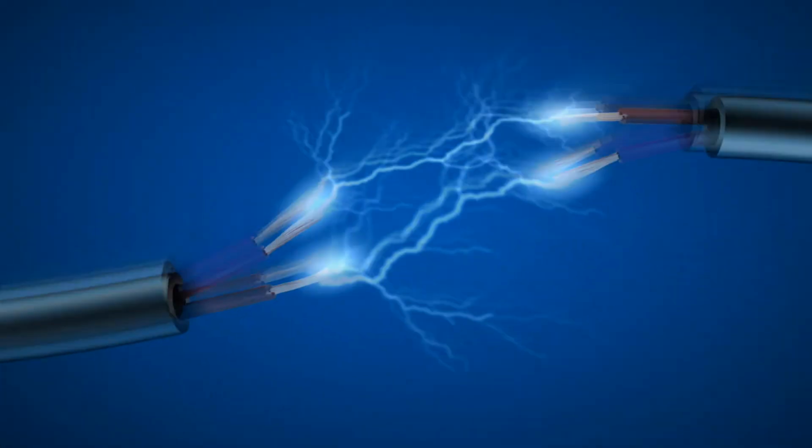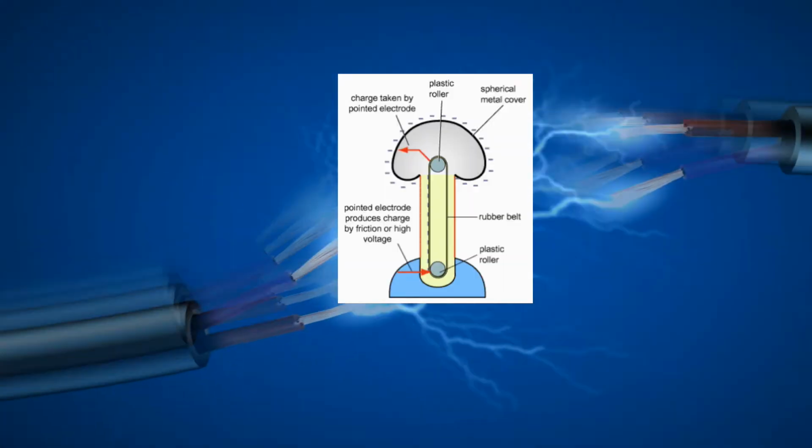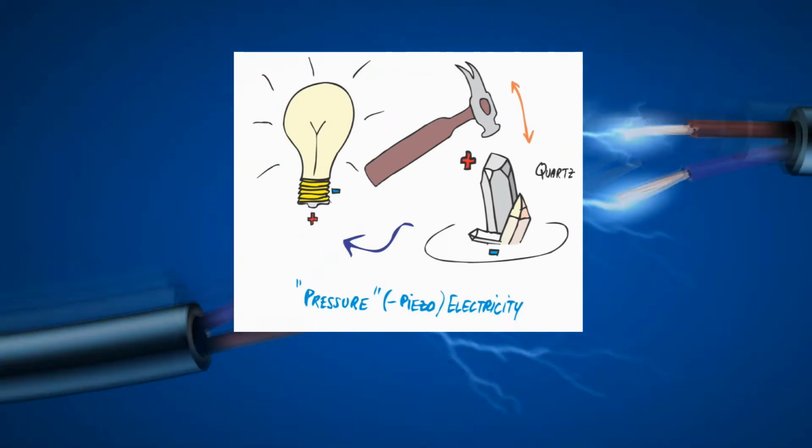There are 5 types of DC sources that can be used to produce electricity. They include light, friction, chemical action, heat, and pressure.